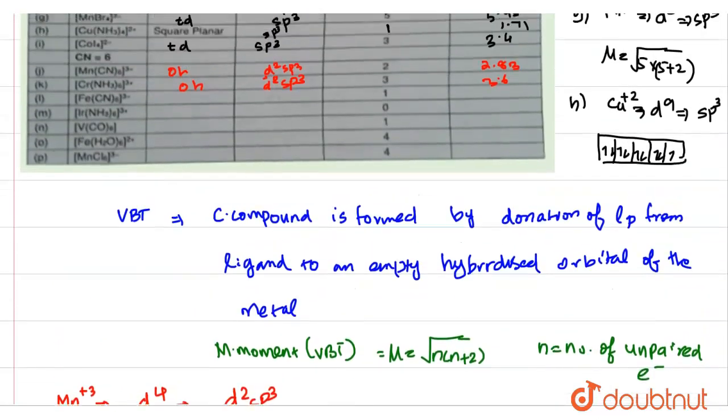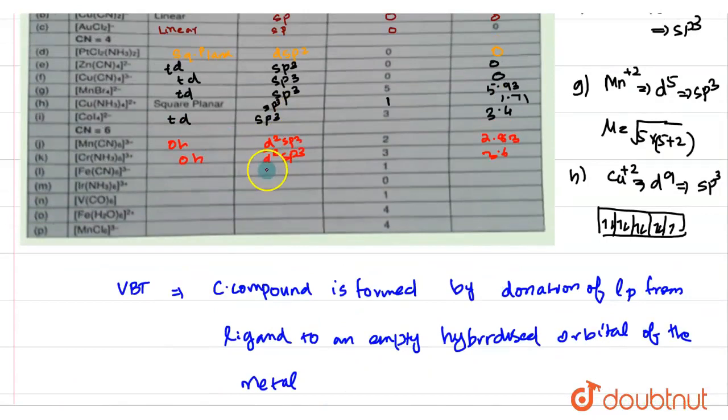So it will have d2sp3 hybridization again, d2sp3 octahedral it will be, and the magnetic moment will be root 3, around 1.717. Next it is Ir 3+ system. Ir 3+ is a d6 system, and it has 0 unpaired electrons. So it will be again d2sp3, because the electrons will be paired, and we will have 0 unpaired electrons. So it will be octahedral, d2sp3 and 0 magnetic moment.